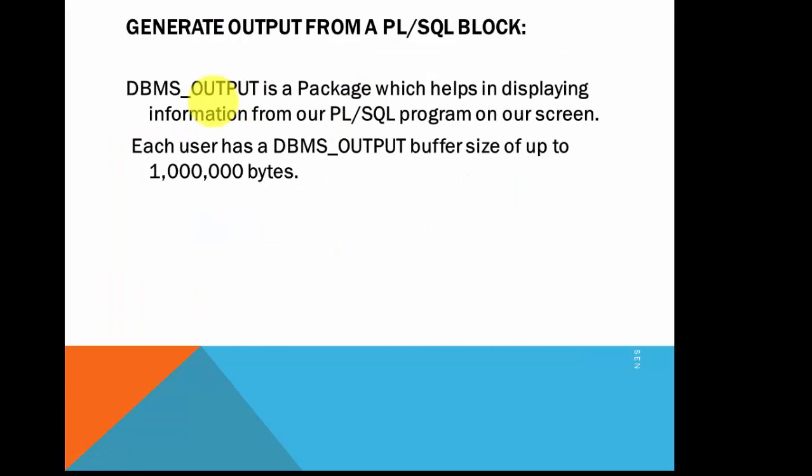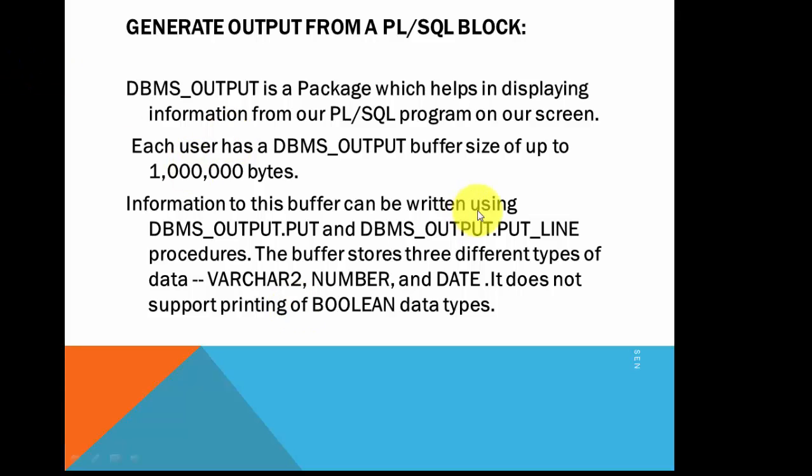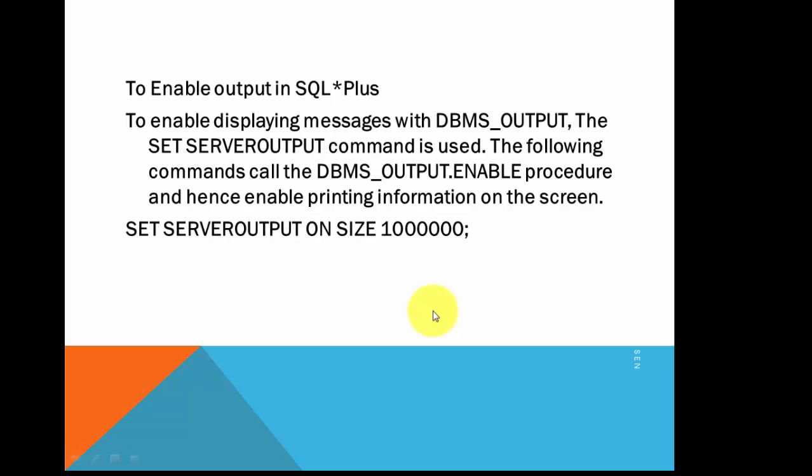So here we learn about the dbms_output package, which offers a buffer size up to 1 million bytes, and information to this buffer can be written using the put and put_line statements. The difference between the two is that put_line appends a new line character at the end of the line, and it stores 3 different types of data. These are the data types which you can print with the help of dbms_output.put_line. It does not support boolean data types. To enable it, you have to write the command set serveroutput on or set serveroutput on size, where you mention the buffer size.